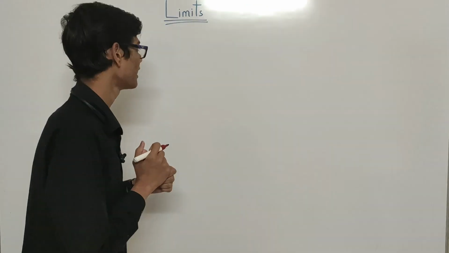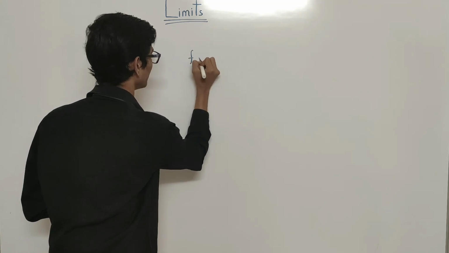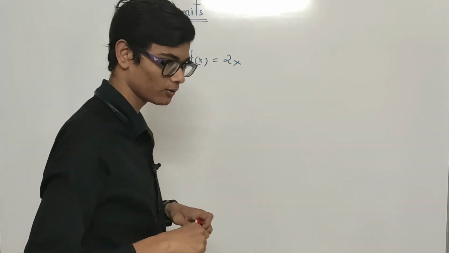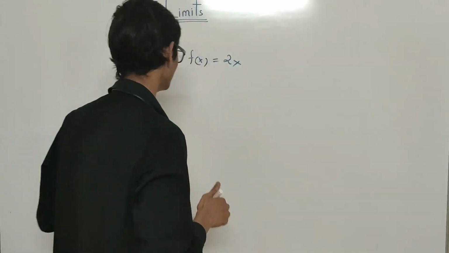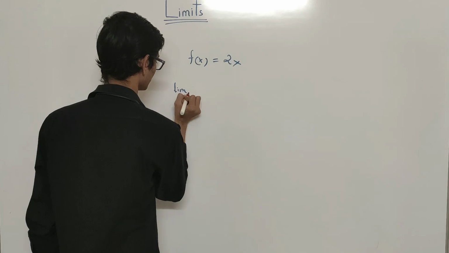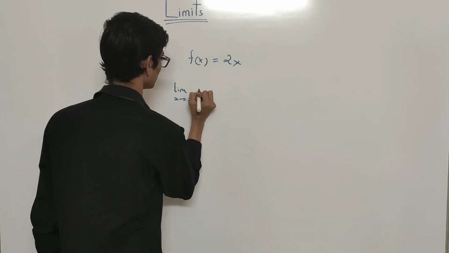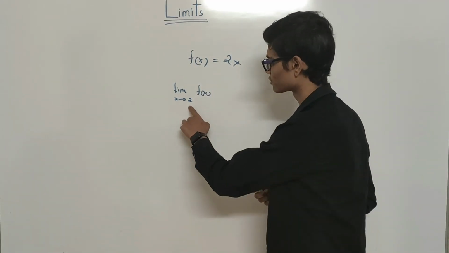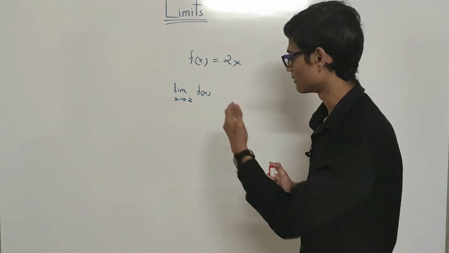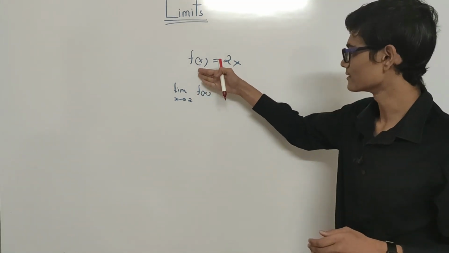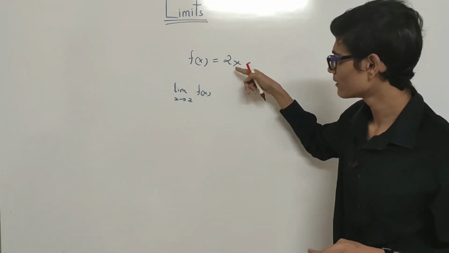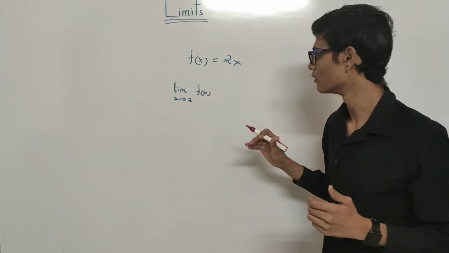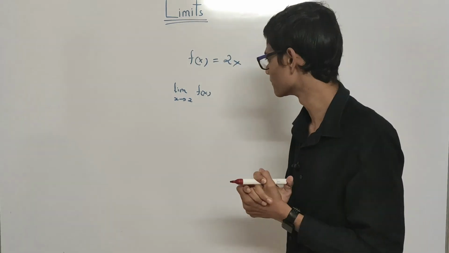Let's just say I have a function f of x equal to 2x. So now I am trying to find the value as limit x tends to 2 of f of x. See, this notation x tends to 2 denotes that this is f of x whenever the value of x is going very close to 2. What value will this function give?